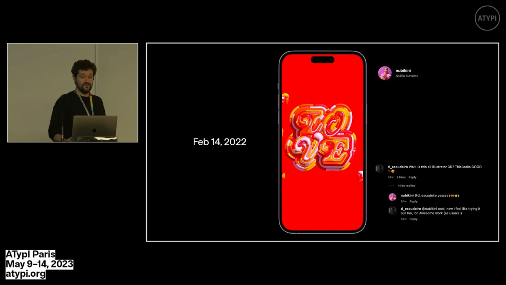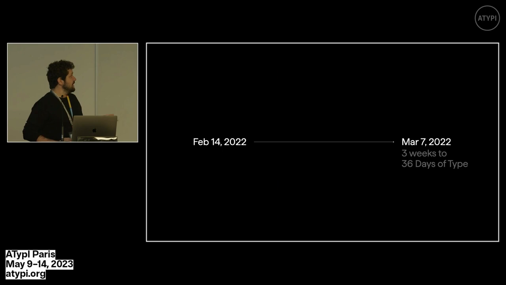And I was like, what? Illustrator 3D does this now? It does this kind of stuff? And she was like, yeah. I was like, nice, I want to maybe check that out. And that was 3 weeks before the actual start of the 36 Days of Type.